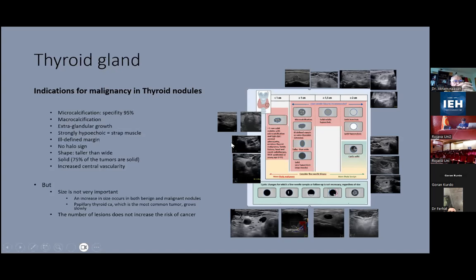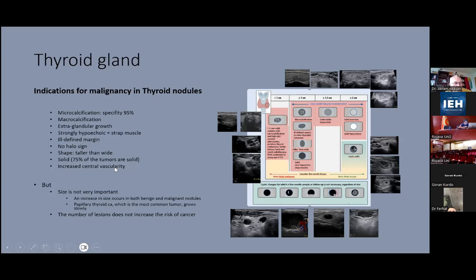The other one is when the lesion is ill-defined, if the margin is ill-defined. If we have a halo sign, it's a good sign. If not, it's a bad sign. And then we have to see the shape. If it is taller than wide, like in this one and in this one, it's a bad sign and you have to take a biopsy. Also, if you have increased central vascularity.